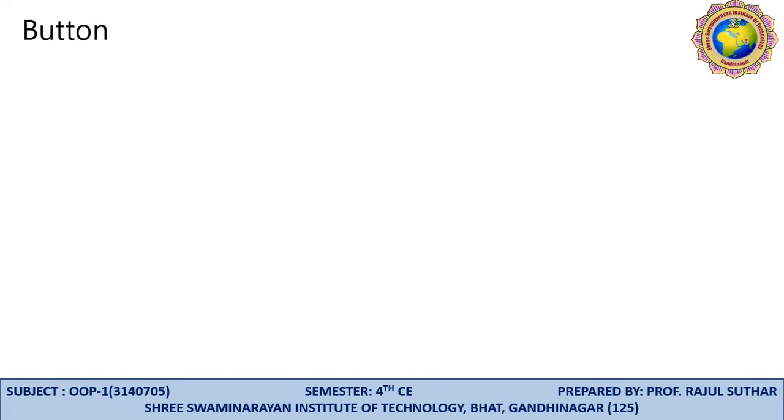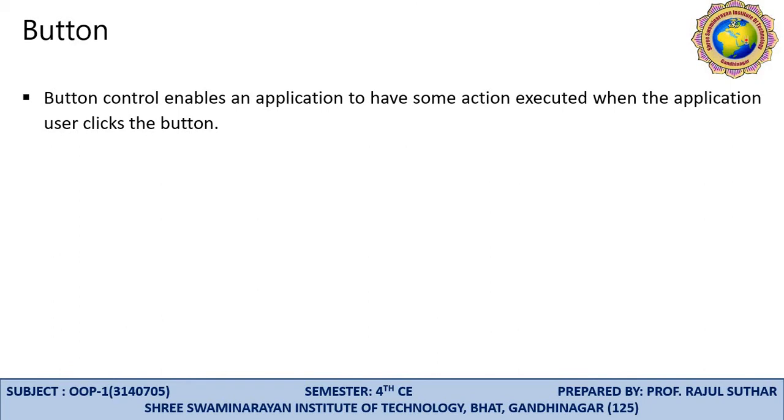Same way for the button control. So what is the use of a button? We are all familiar with the sign in button and log out button. A button is a clickable object to take input or a command from the user, generally used to submit data from a scene. The package to use for the Button class is javafx.scene.control.Button. The button control enables the application to have some action executed when the application user clicks the button.